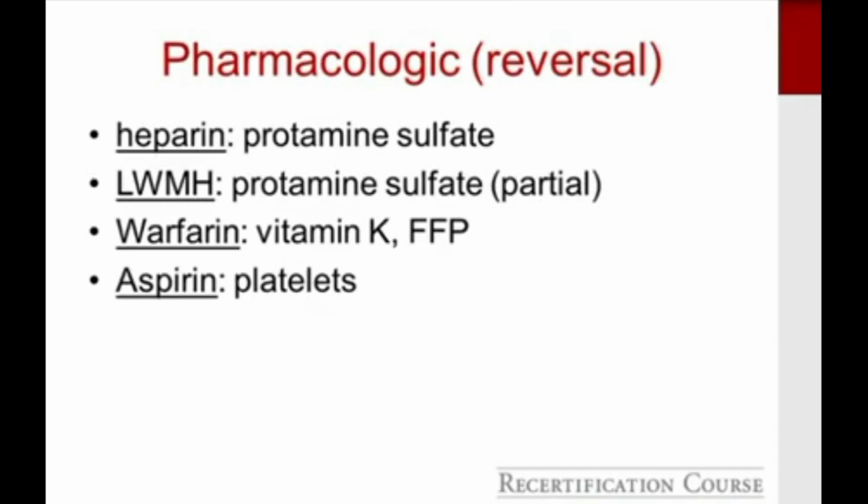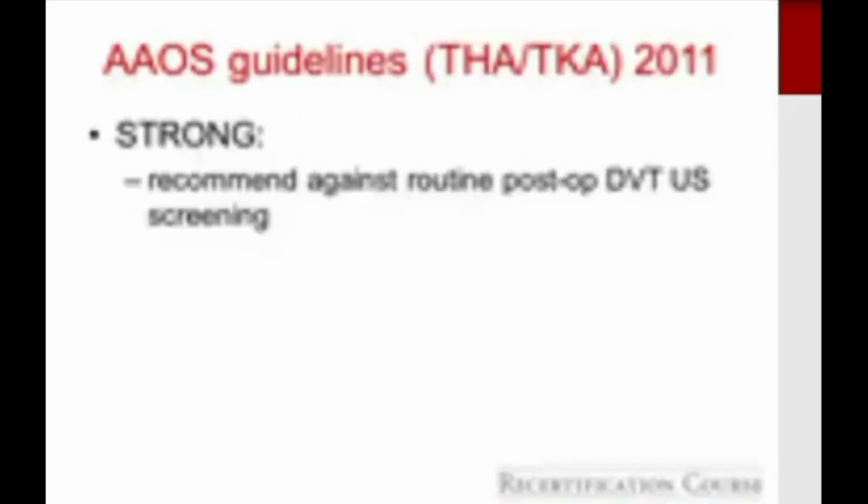Heparin has protamine sulfate, which can be administered to someone who's over-anticoagulated on heparin. Protamine sulfate can also be used for low molecular weight heparin, but does not have as strong a function as it does on heparin. For warfarin, give vitamin K or fresh frozen plasma. The vitamin K can help create the factors which have been blocked by warfarin. The fresh frozen plasma can replenish the clotting factors. And aspirin, as it binds to platelets, can be treated with platelets.